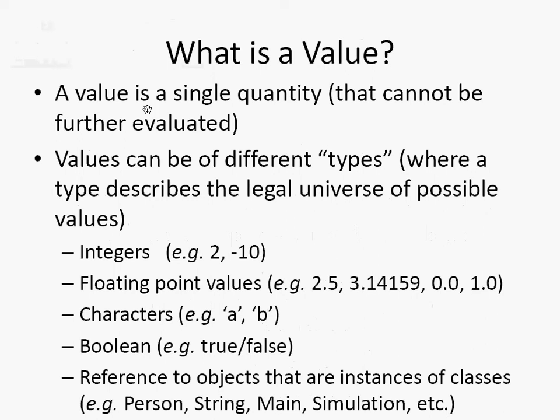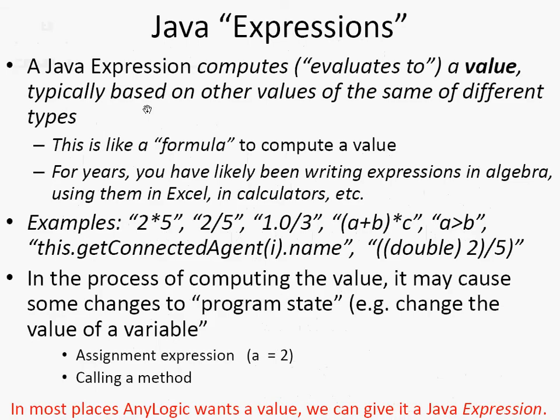Now, what's notable is this last sort of value, it's a reference to an object, a thing like a string, or it's a reference to a person, or it's a reference to a home. These are references. They're values. And we can do things with them just like we can to other values using expressions.